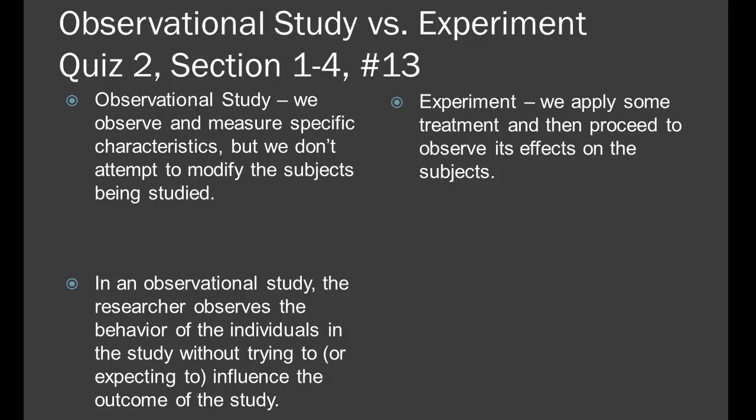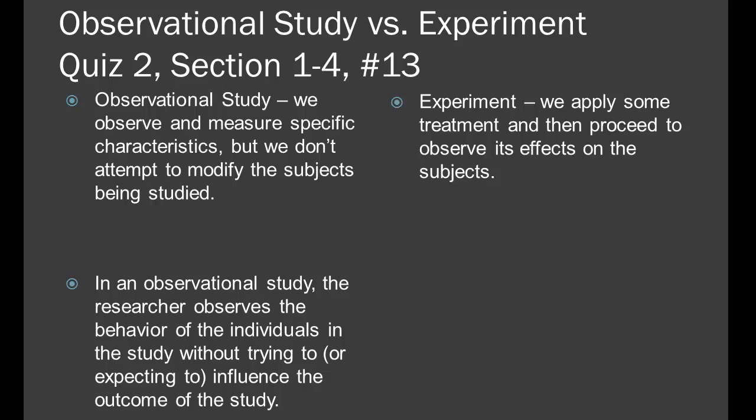Okay? So in an observational study, the researcher observes the behavior, but they're not expecting to influence the outcome of the study. Now, in an experiment, we apply some treatment and then proceed to observe its effect on the subjects. Okay, so there has to be a treatment involved, and usually we have more than one group involved because we want to know what would happen without the treatment versus what happens with it. We have to be able to account for the additional benefits given that the treatment was applied.